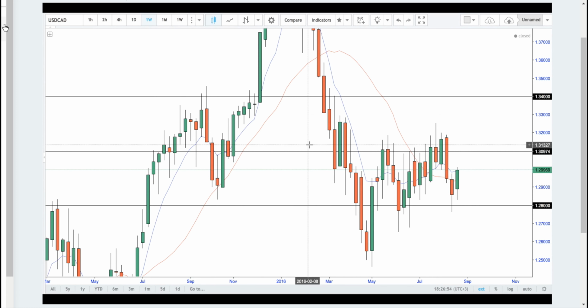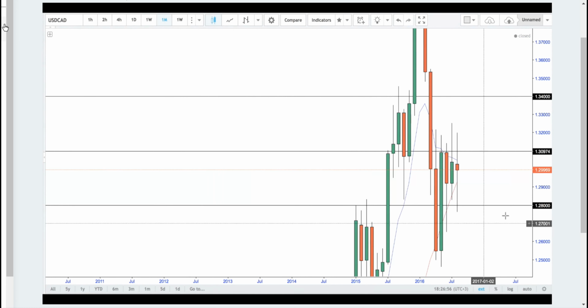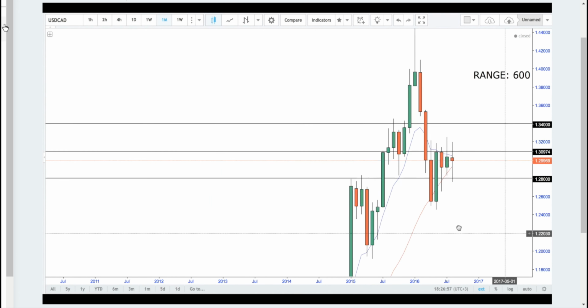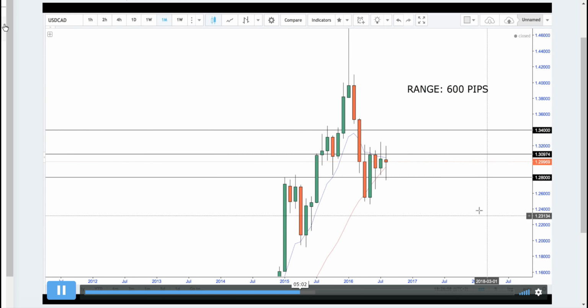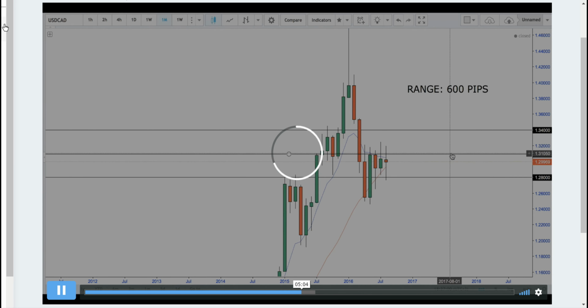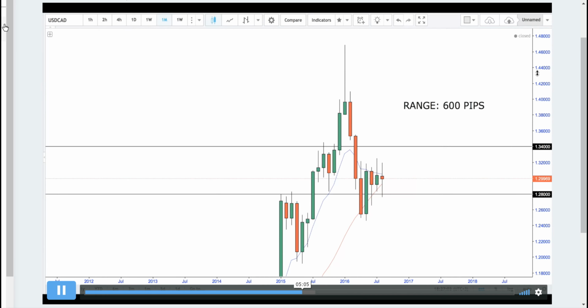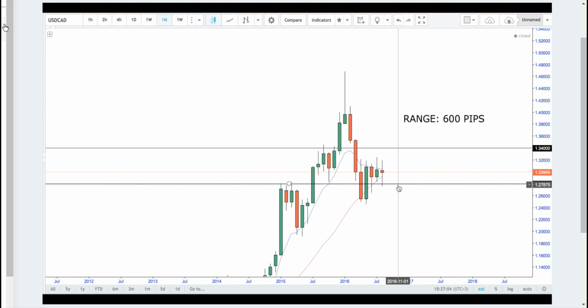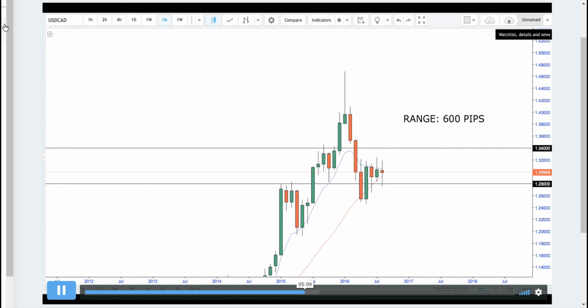Okay, guys. So yeah, start with the monthly. They're your first two levels for USD CAD. Range 600 pips. Follow the rules. Look in the book. Remember, we need to read as well. And you can do one to the downside, one to the upside on USD CAD.